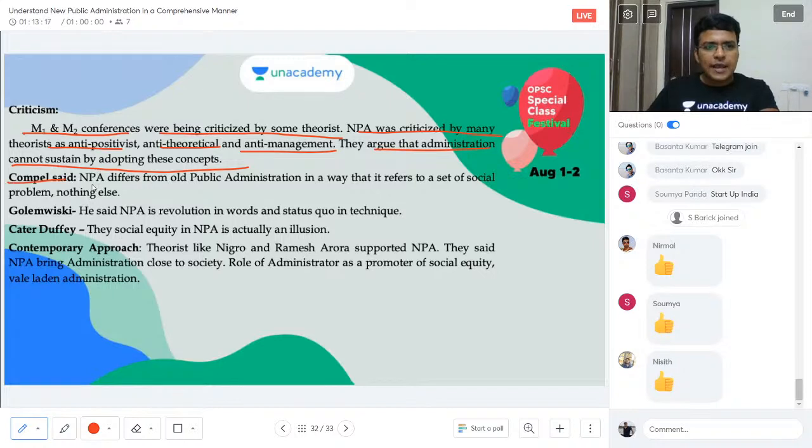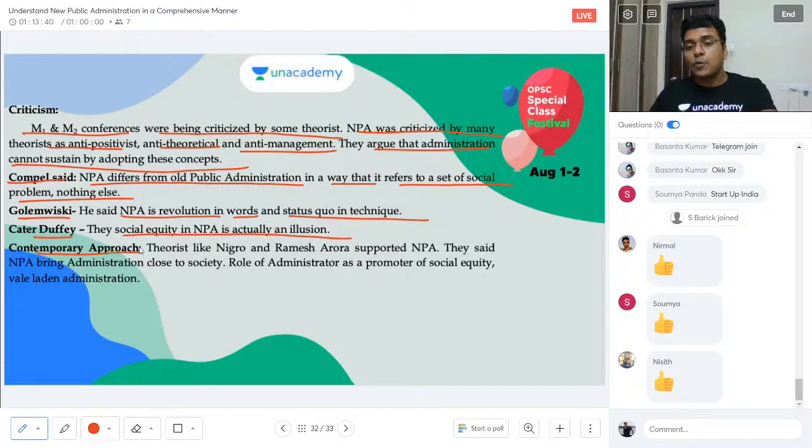Campbell said NPA differs from old public administration in that it refers to a set of social problems, nothing else. That means NPA only focuses on social problems. Golembiewski said NPA is revolution in word but status quo in technique. Dwivedi said social equity in NPA is actually an illusion. Then the contemporary approach: you end with the contemporary approach.